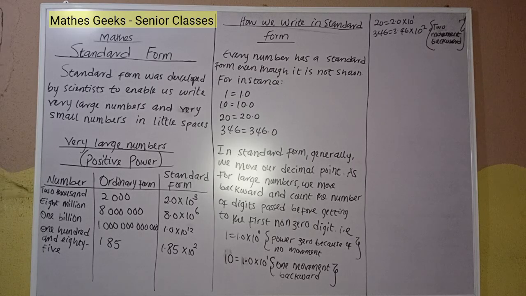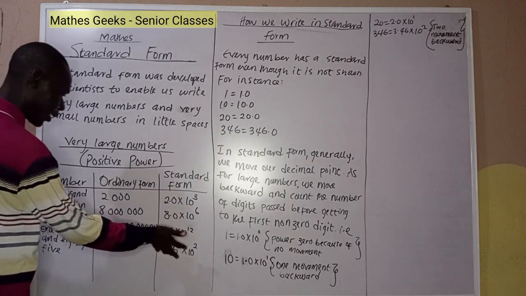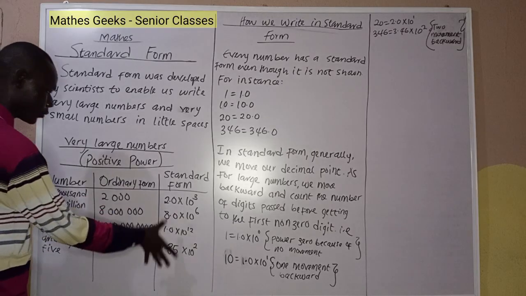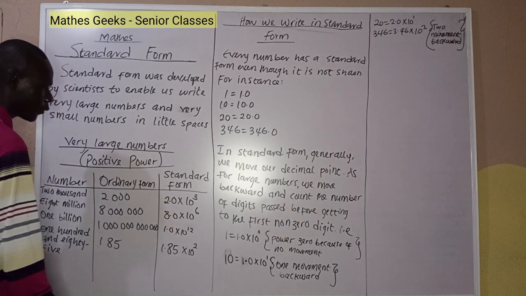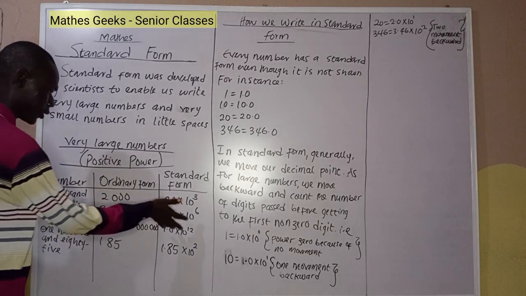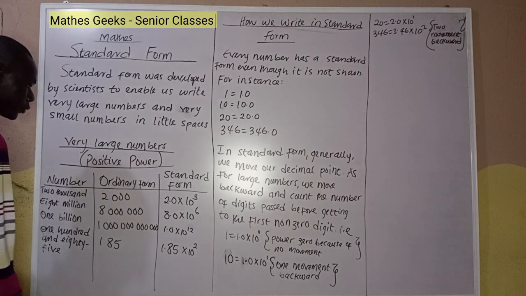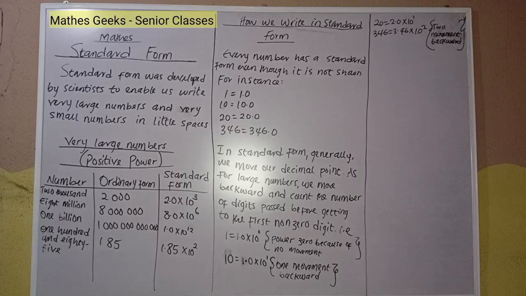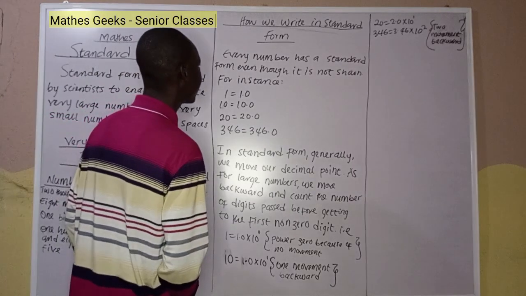Now, how do we write in standard form? How did they get to this? This was the ordinary form, and in standard form, this is how it's written. So what was done to get to this form? What was the procedure? What's the technique? That's what this heading is about. So how do we write in standard form?